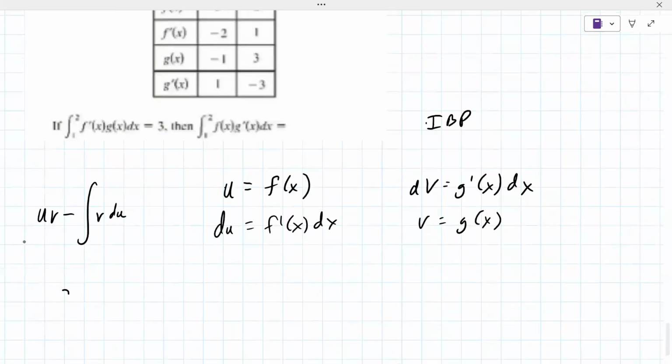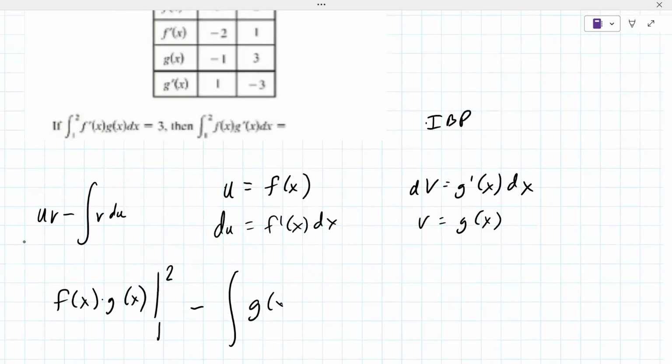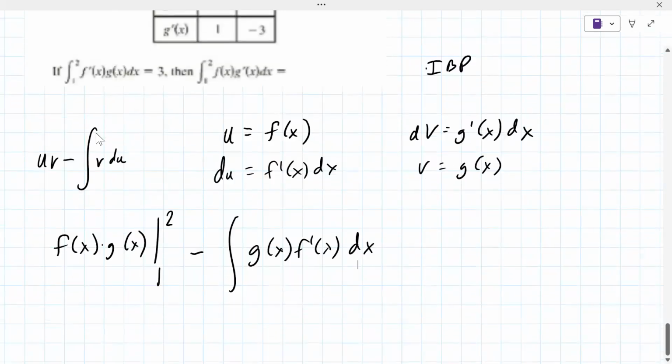So that's f of x times g of x evaluated from 1 to 2, minus integral g of x f prime of x dx. But now all of a sudden you're like, oh, now I know why they're giving me this initial part here. This part over here is 3. How would you evaluate something like this on the left? What do you see?